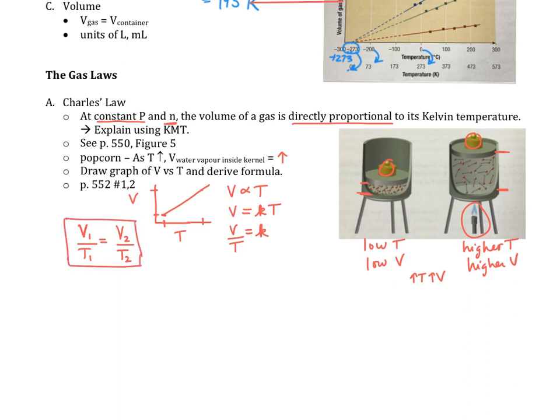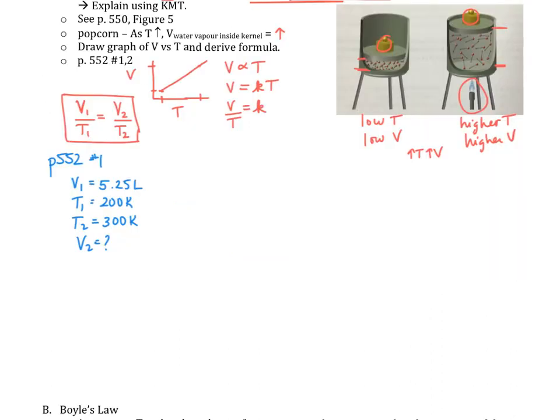So let's have a look then at page 552, number 1. If you read page 552, number 1, we're looking at a sample of methane gas that occupies 5.25 liters at 200 Kelvin. The gas is heated, so the temperature is raised to 300 Kelvin, and the question is, what is the new volume? And so we're solving for V2.